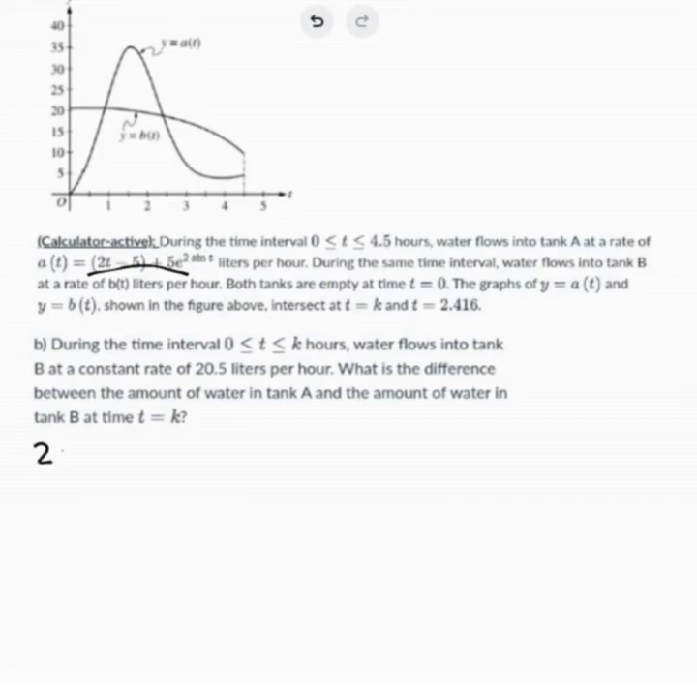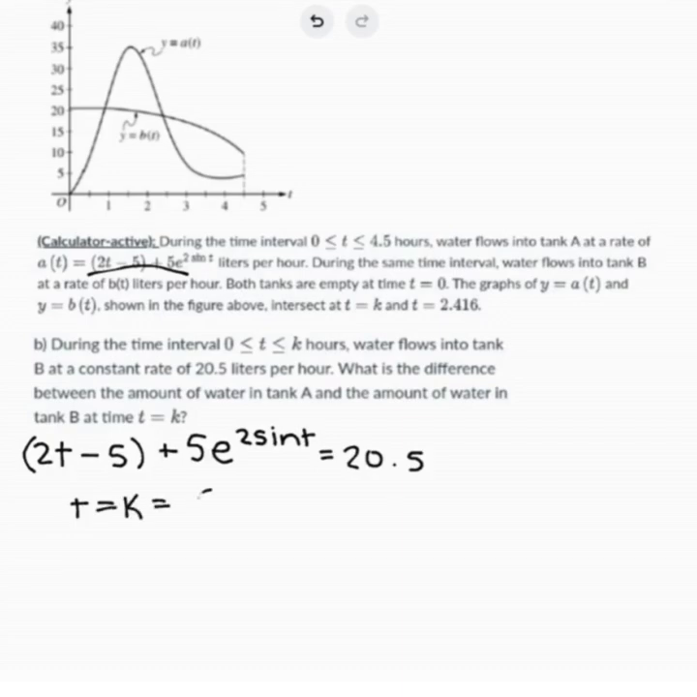First, you'll need to find what K is, and using the value, you'll find the difference between the amount of water in tank A and the amount of water in tank B at time t equals K. Notice at t equals K, both of the functions A and B intersect. Since they intersect, it indicates that the rate at which the water is flowing into the tanks are the same.